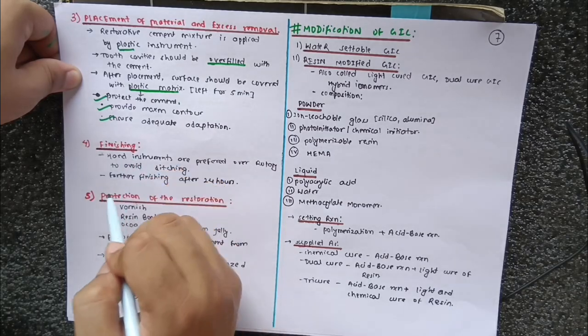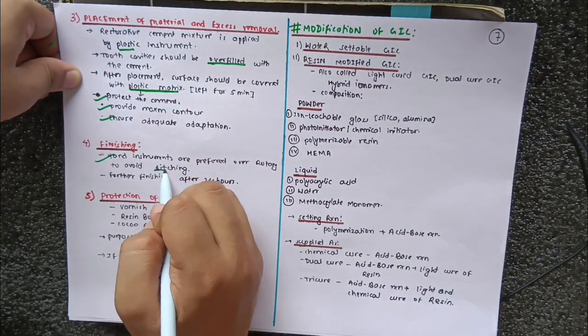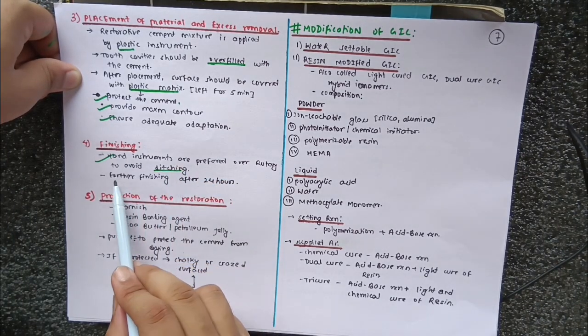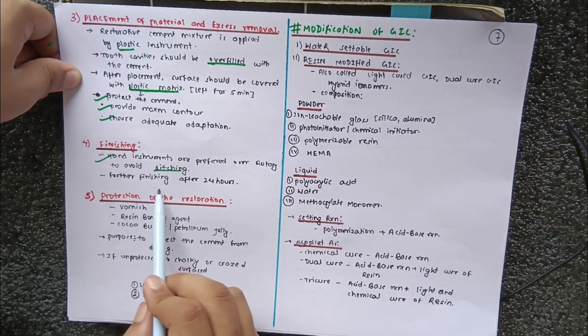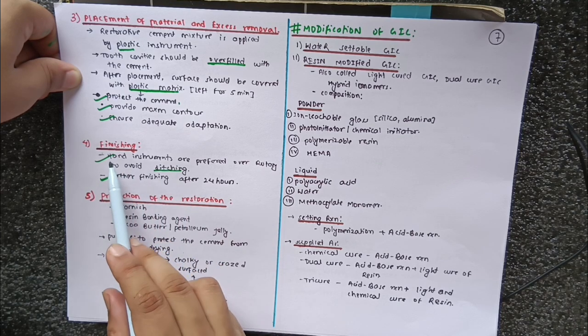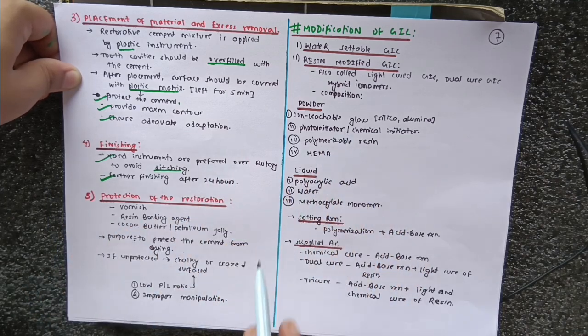After that, in the finishing section, hand instruments are preferred over the rotary to avoid ditching. When we use the rotary instrument, there may be ditching. Another point is that further finishing is done after 24 hours. So just remember here the hand instrument: we use hand instruments for the finishing, not rotary instruments.